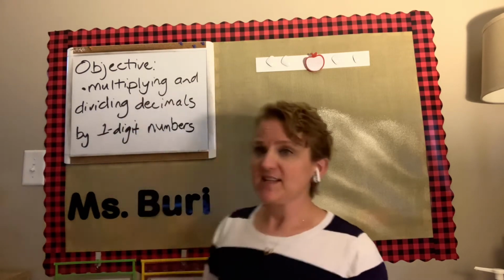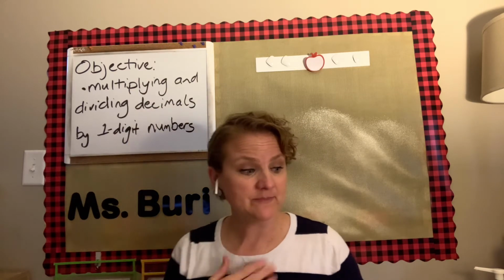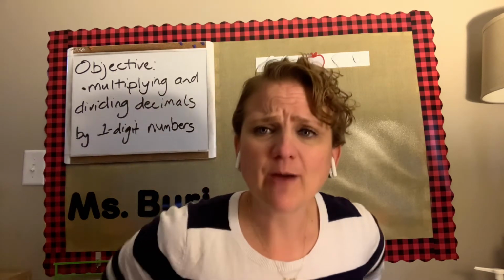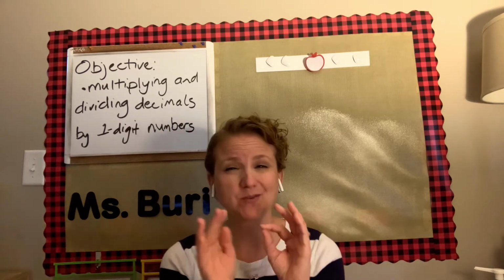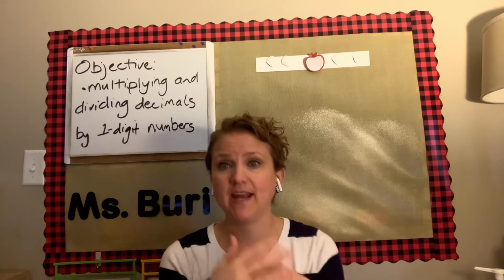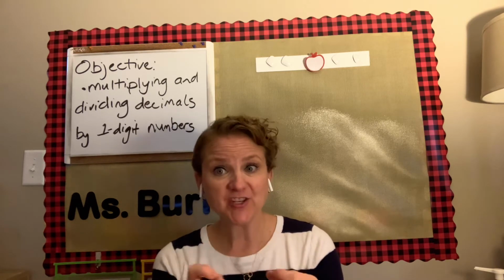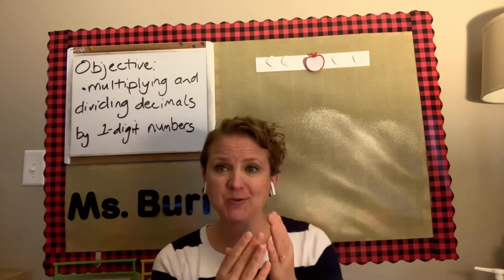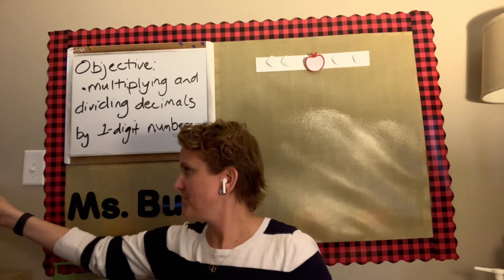Today, our objective is going to be multiplying and dividing decimals by 1-digit numbers. And so that rule is going to sort of apply. For multiplication, we don't have to worry about lining up those decimals. It kind of comes out in the end for our last step. For division, though, we want to make sure we are doing some lining up of decimals, and I'll explain that to you as we get into our division problems.